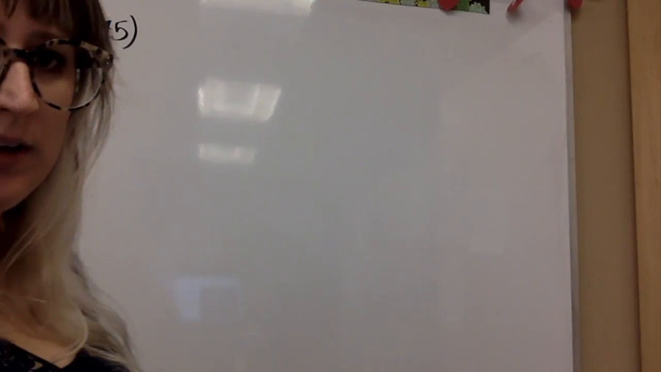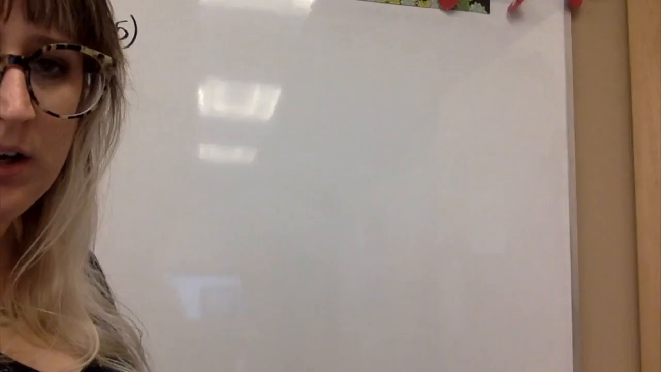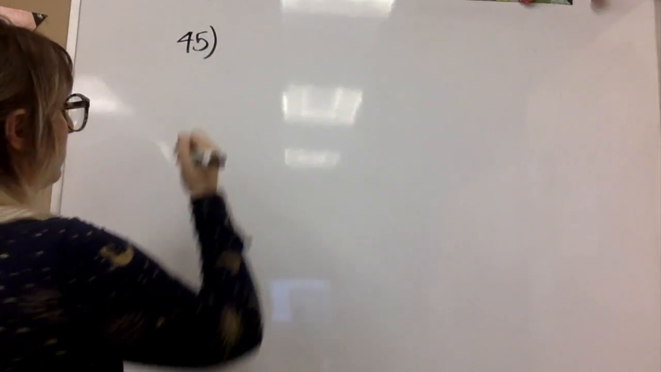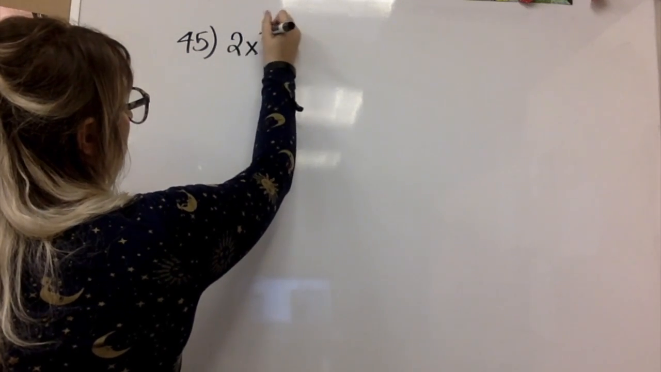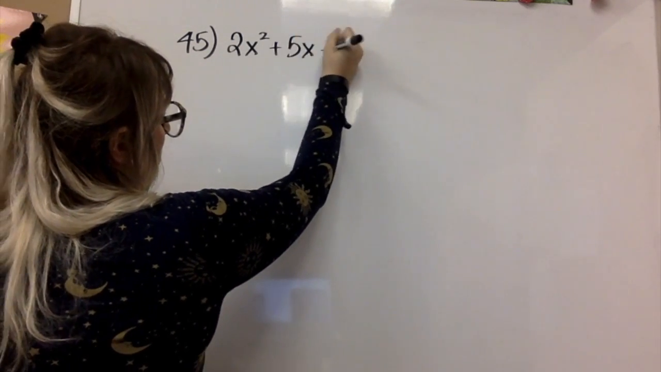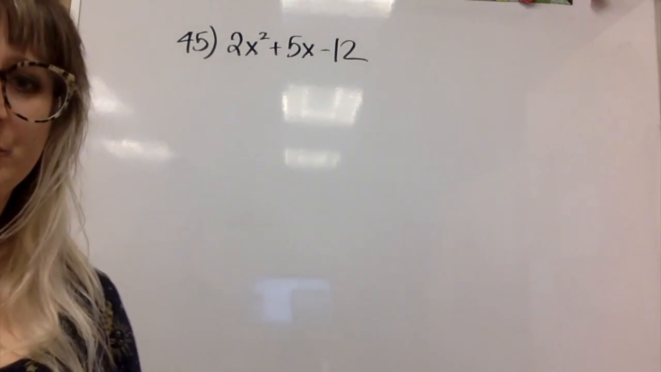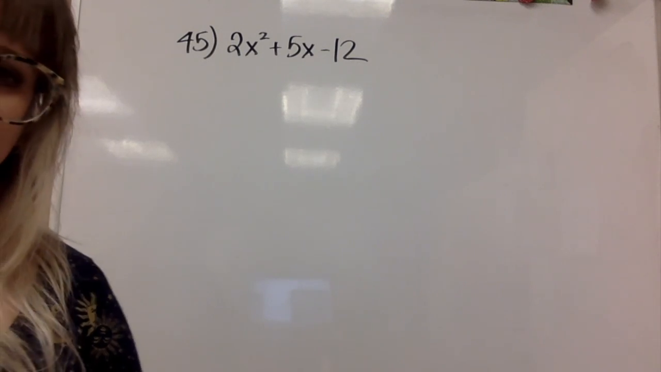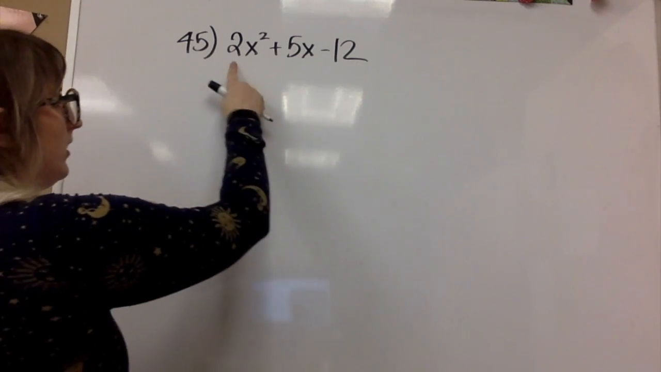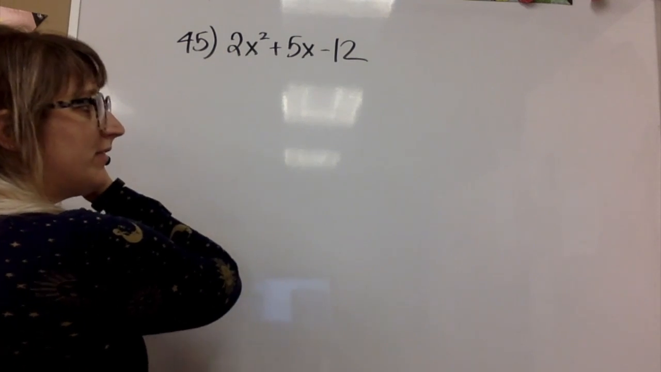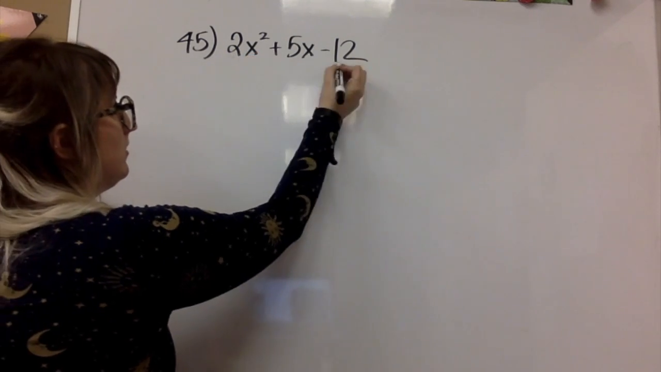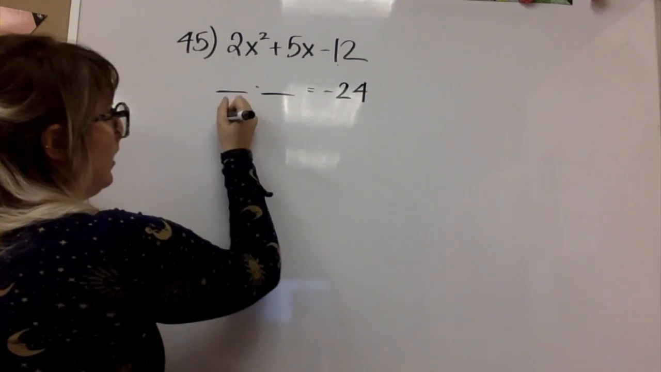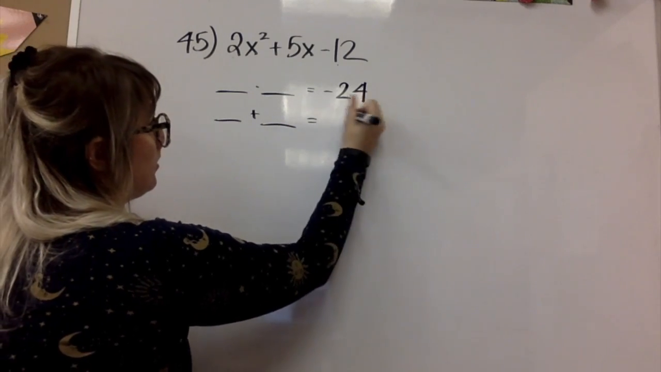So number 45, we have 21x squared plus 5x minus 12. All right, so this one, the a value is greater than 1. So we're going to have to factor by grouping. So we're going to multiply 21 and 12. So what times what equals negative 252, and what plus what equals 5.